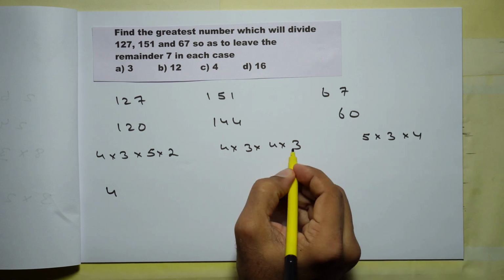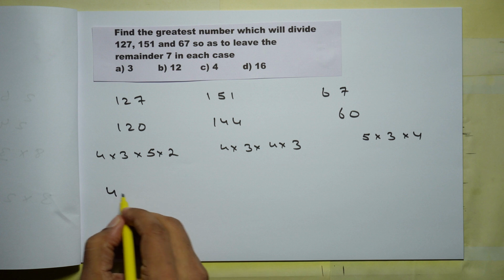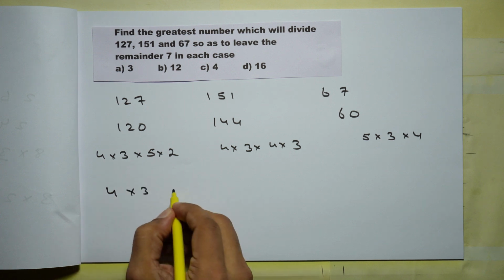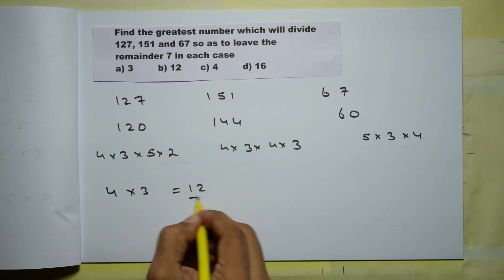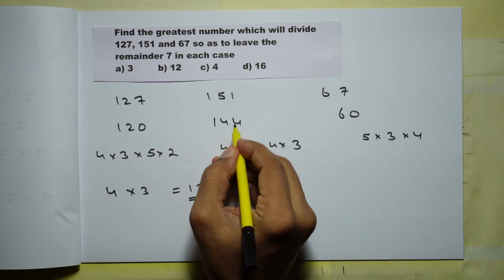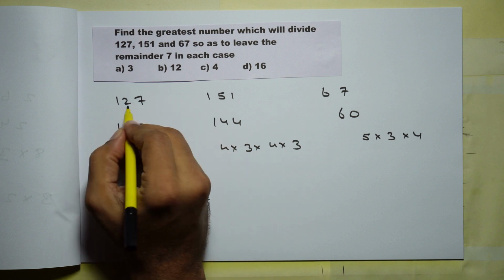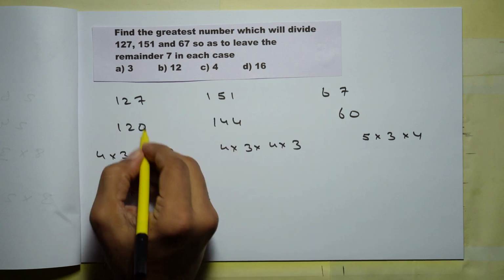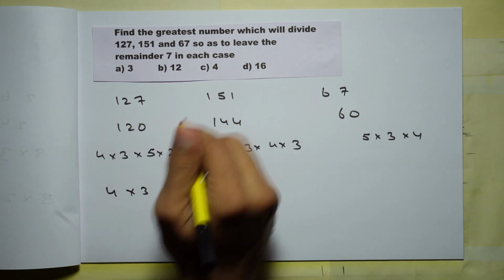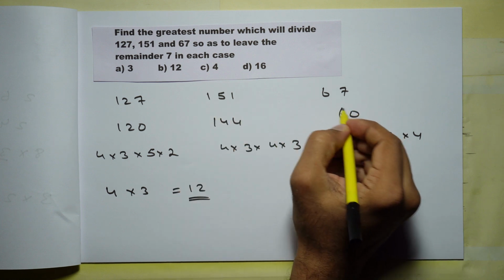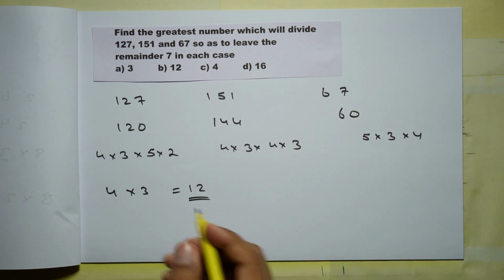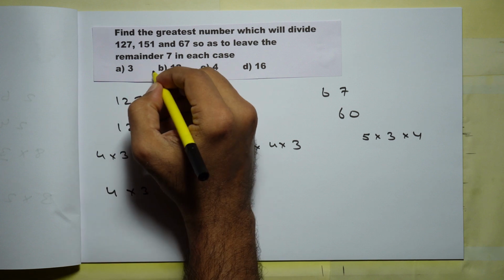Here there's a 3, here there's a 3, here also there's a 3. So 3 is also common. So 4 into 3, 12. So 12 is the highest number which will divide all these numbers. And in each case the remainder will be 7 while dividing these numbers. 120 is divisible, remainder is 7. While dividing 151, remainder is 7. Here also remainder will be 7. So the required number is 12, option B.